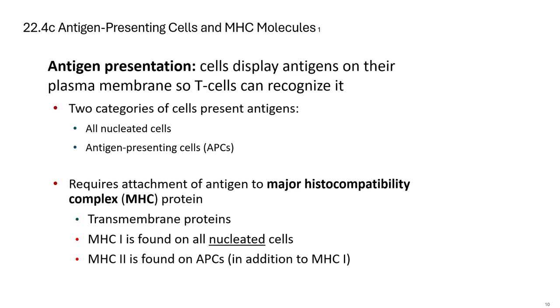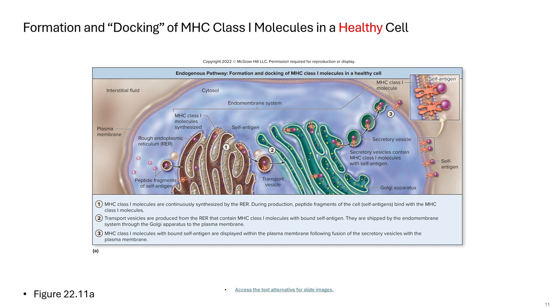So we can look at some examples here and look at what happens when you present a healthy, normal self antigen on a cell, so in a healthy cell. Then we can look at the same thing, but what happens when you present an abnormal or foreign or non-self antigen. You can walk through the process here.